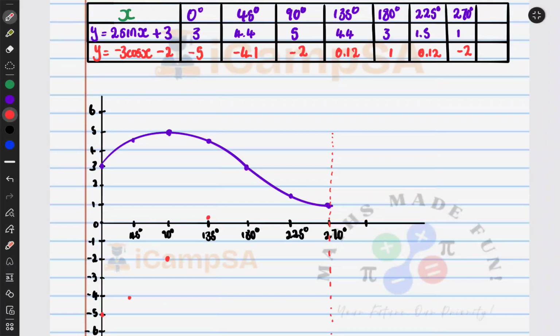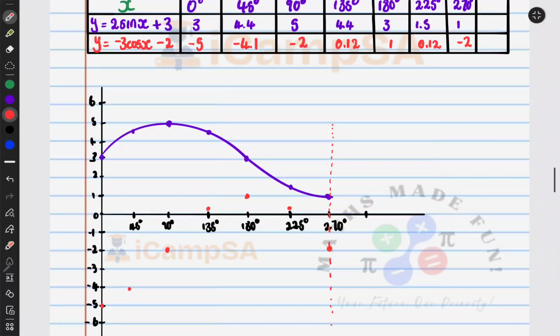At 180 we have 1, and then 225 we have 0.12 there, and then 270 we have -2 again. And then from there we do what we do best, and that is to join the points. We join the points.